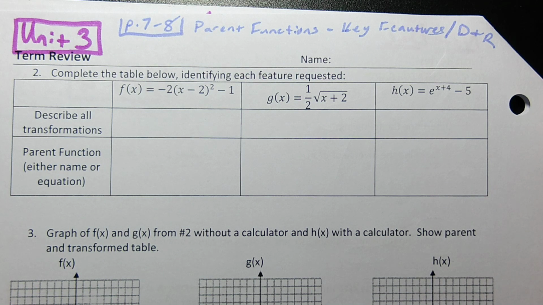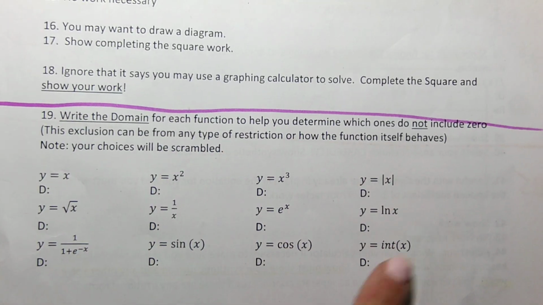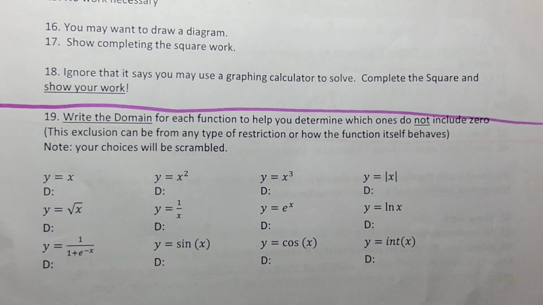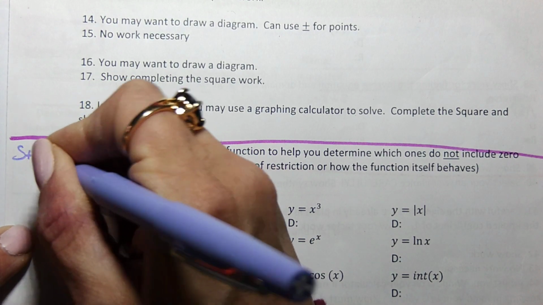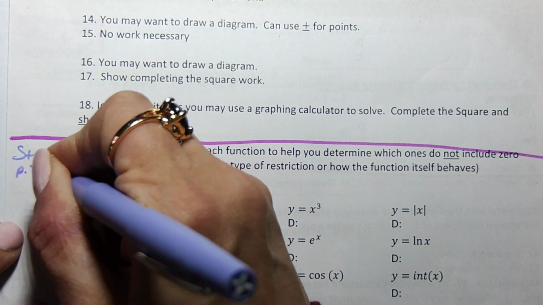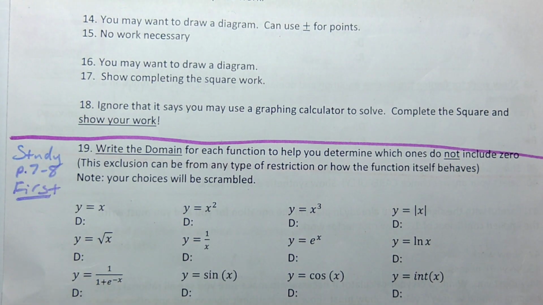And what I want you to notice is that number 19 on the My Math Lab term review does say write the domain of each of these functions. So what I would do is study pages 7 and 8 first, and then try number 19 to see if you really know your stuff with the domain of each of those parent functions.